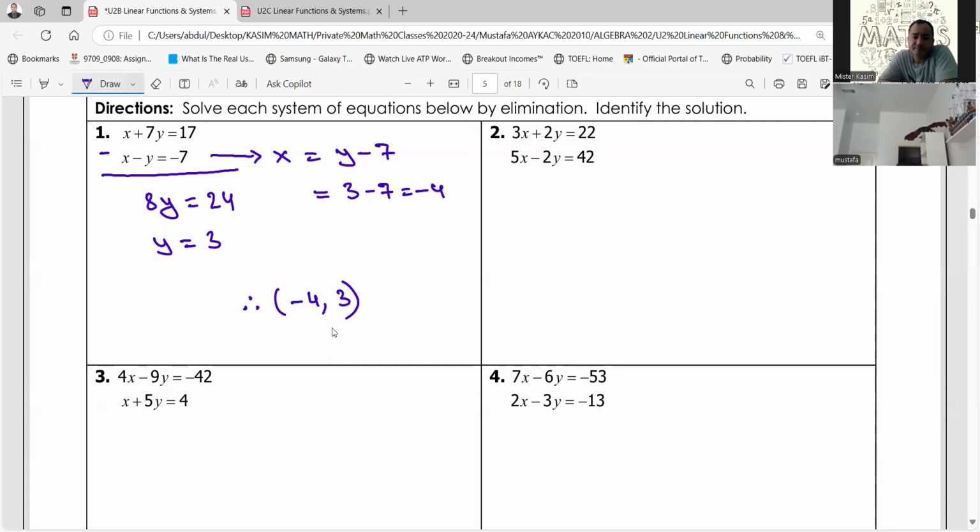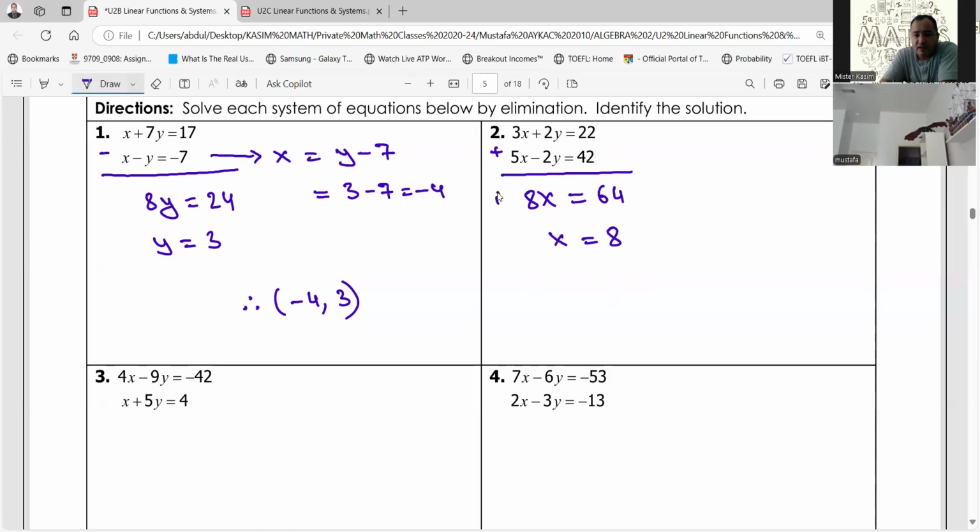Okay? And also here in question 2 it is already aligned. The coefficients are opposite numbers. So to eliminate y, I should just add. If you add this, 3x plus 5x is 8x, 2y plus negative 2y is 0, 22 plus 42 is 64. Divide both sides by 8, we get 8 here, right?